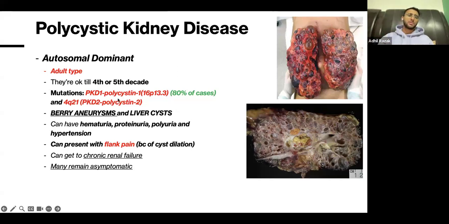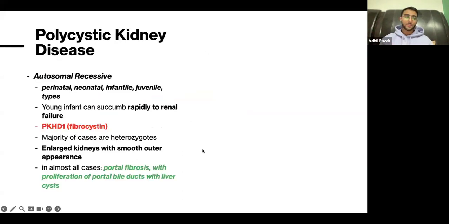Yeah, so the most important thing you've got to remember is that the adult version is autosomal dominant, it's PKD1, and berry aneurysms and liver cysts are characteristic. Proteinuria, hematuria, hypertension are not really specific. Flank pain is not really specific either. It can progress to chronic renal failure, and patients could remain asymptomatic.